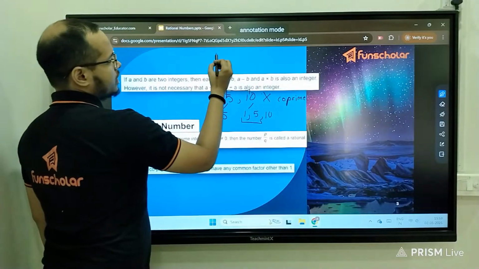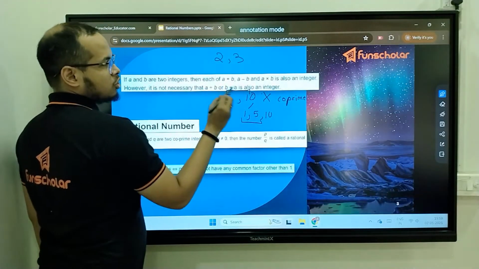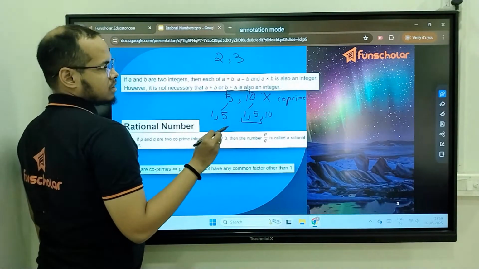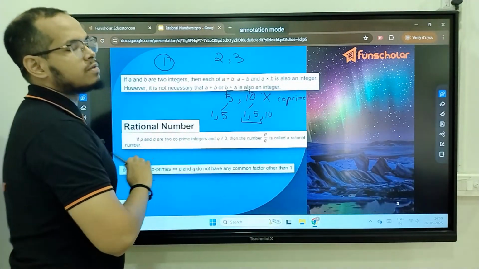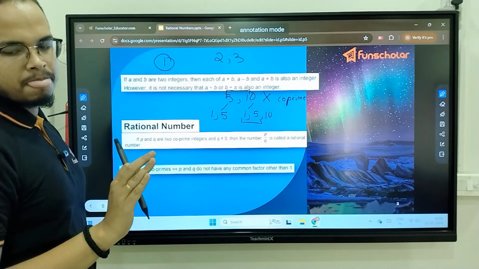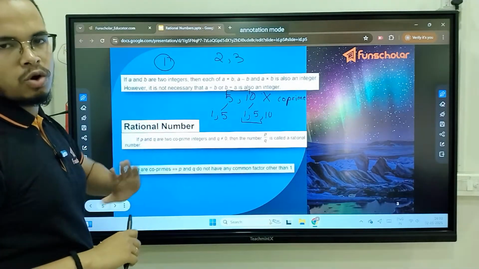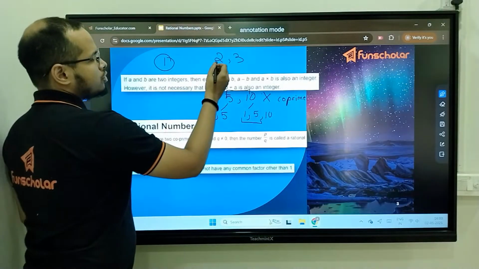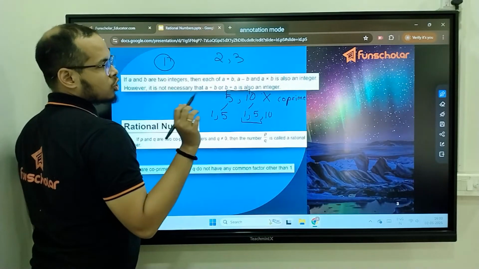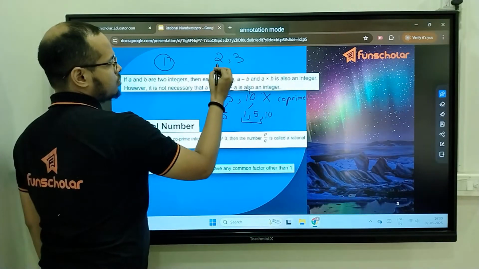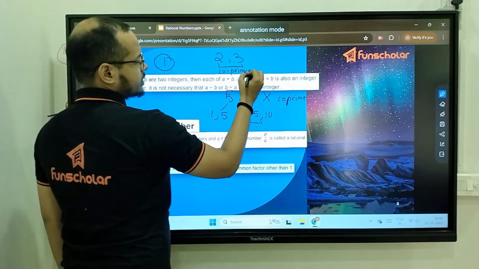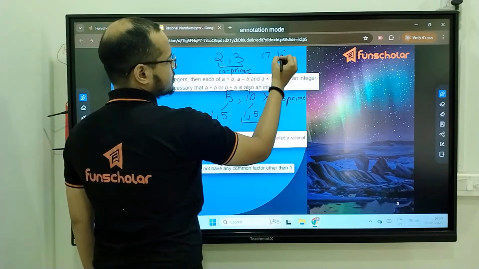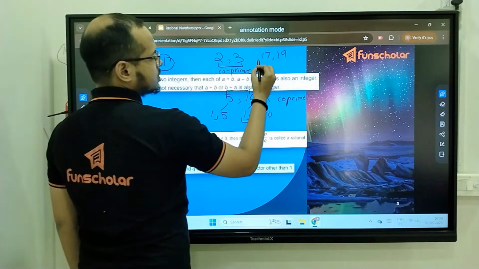Now if I write 2 and 3, no common factors between them. See, we are not going to take 1 as a factor because 1 is a factor of every number, so 1 we are not taking into account. So in 2 and 3 there are no common factors between them, so 2 and 3 are co-prime. Let's take a bigger number. Let's take 17 and 19. Now this is also co-prime.